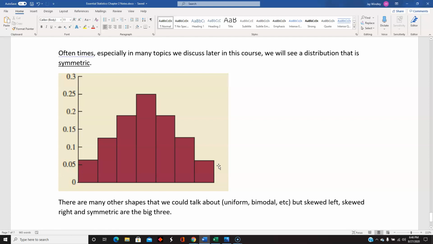There's a lot of other types of shapes that we could talk about. There's something called uniform, there's something called bimodal, and there's a lot of others, but these are the 3 big ones that we need to worry about for chapter 2. Okay, time to go attack the chapter 2 homework.